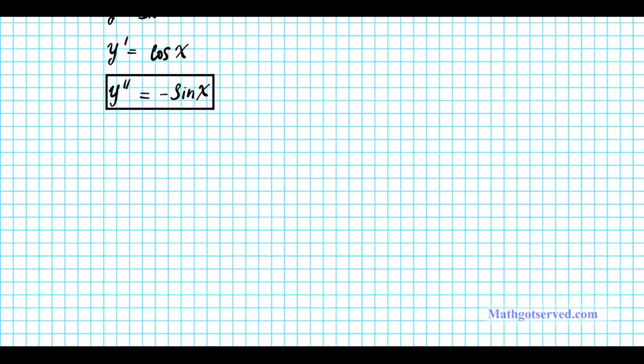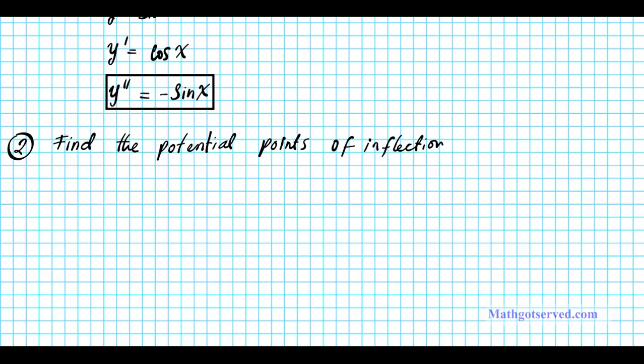Let's take a look at question number 2. For question 2, we are to find the potential points of inflection for the function y equals 3x to the third plus 2x squared.